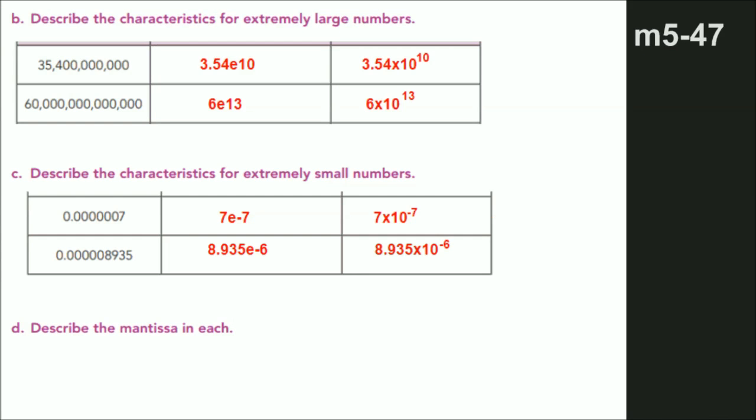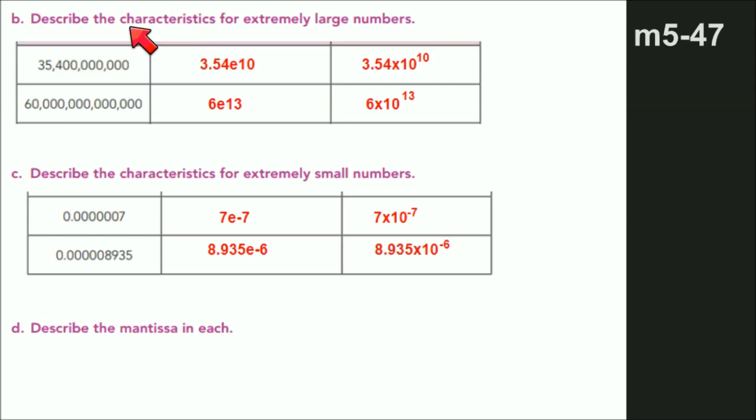So it says for letter B, describe the characteristics for extremely large numbers. Now I want you to think about this word characteristics. Normally that means like traits, like what are the traits of large numbers? This is talking about simply the exponents. Remember, the word exponent and characteristics mean the same thing.